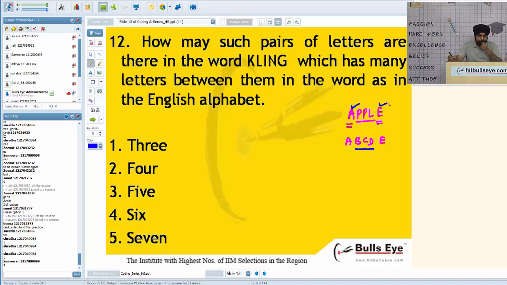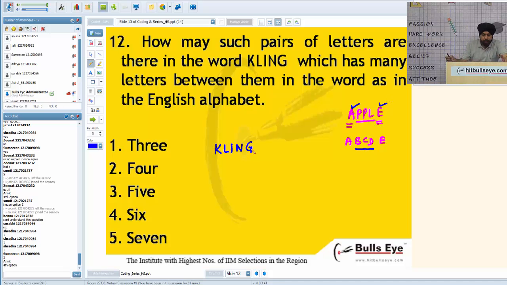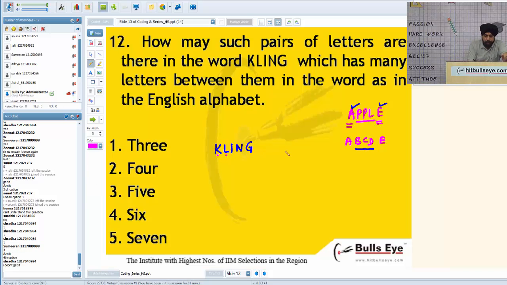Right, Hina? Now you take the word KLING given. Students, how you should approach is just look at the way I am approaching here. See, take the first letter and start counting the alphabets. K, L. You can see K and L are appearing simultaneously. In the actual alphabets also they appear simultaneously.